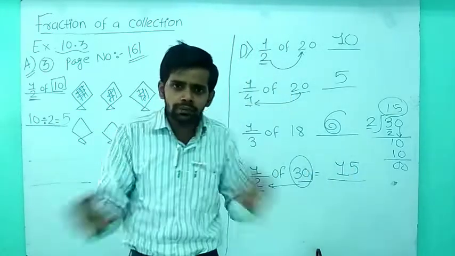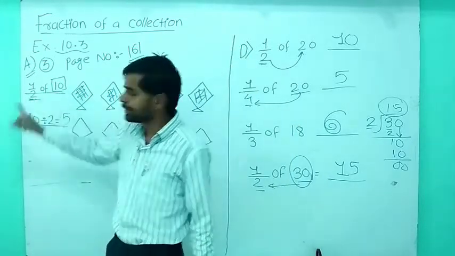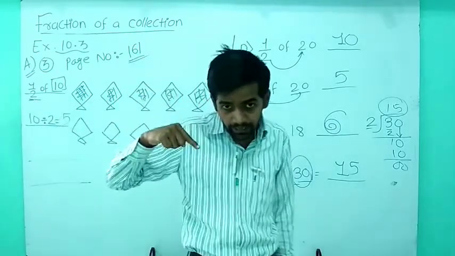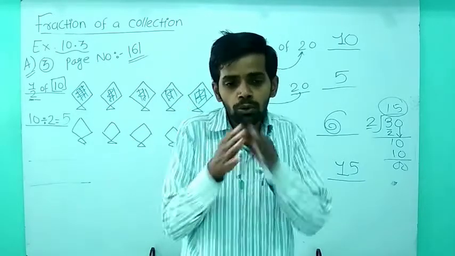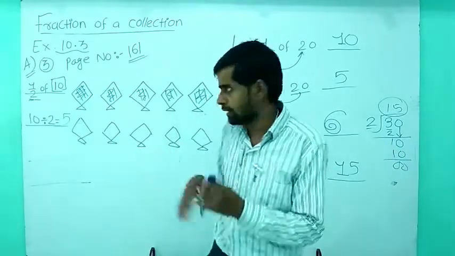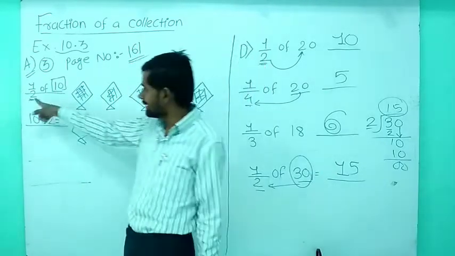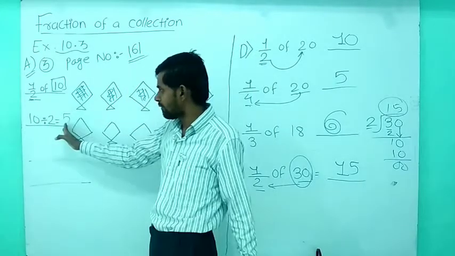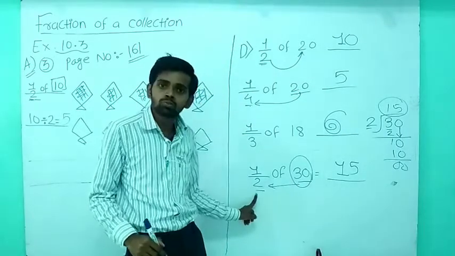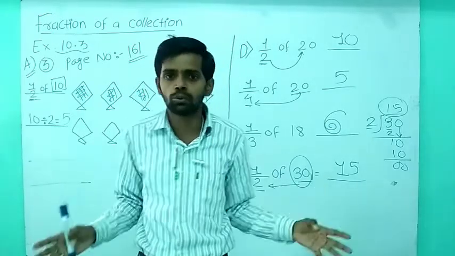Got it? It is very, very simple, don't take any tension. Just divide this number by the denominator. Why do we have to divide? Because the denominator is saying the total number of parts, into how many groups we have to divide it, and division is equal sharing. What does division mean? Equal sharing. So we have to share this 10 into 2 parts, so we divide it by 2. When you divide by 2, you will get 5 in each group. Similarly here, when you divide 30 by 2, you will get 15 objects in each group. In 2 different groups there will be 15 each.